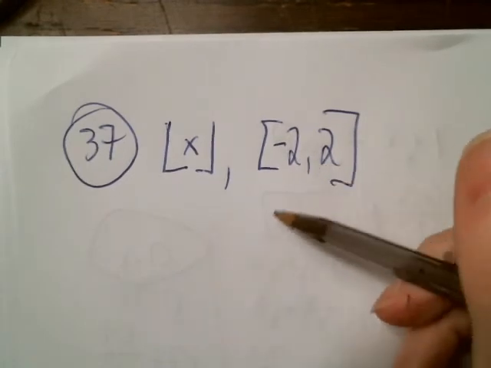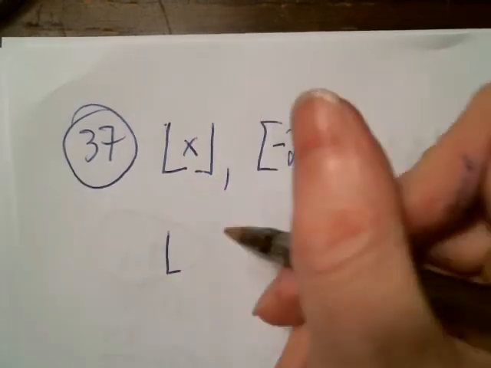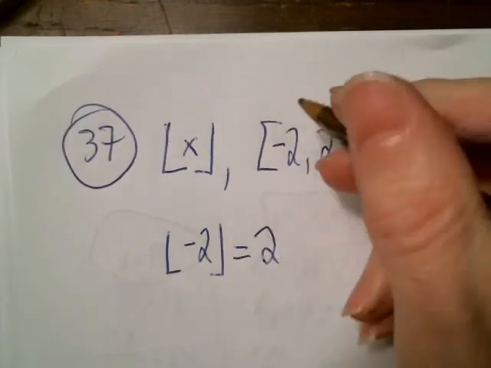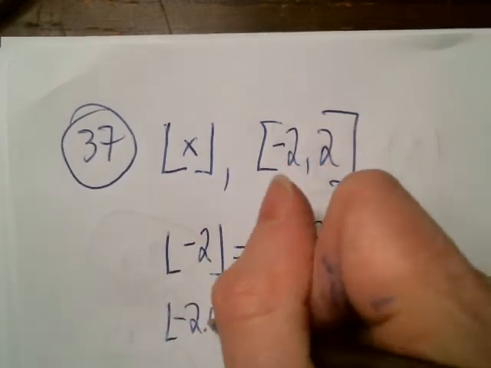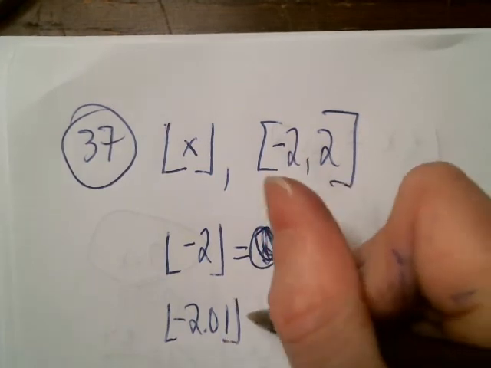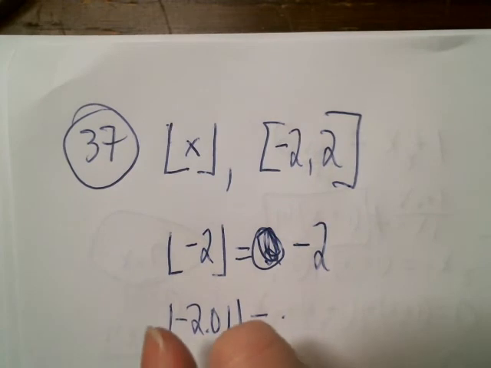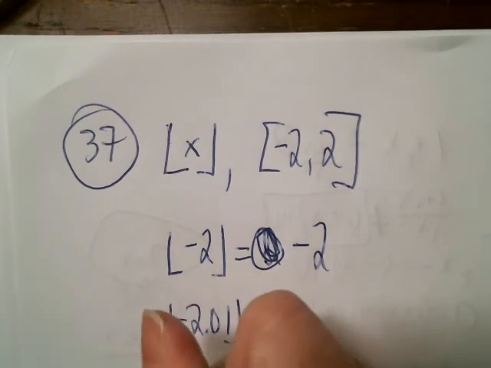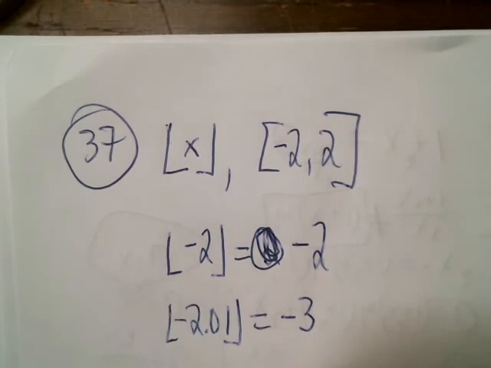The max and the min of this thing is just going to be at the endpoints because of what this thing looks like, right? So if it's the floor function they're talking about, the floor of -2 is equal to -2.0, right? The floor of -2.01 is equal to, if you think about the number line, here's -2. -2.01 is over here, so that would go down to -3. You got to be a little careful, right?